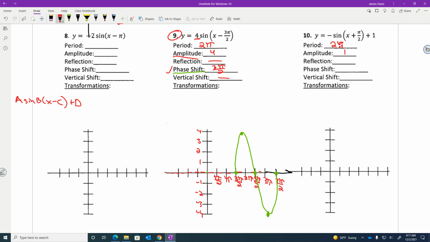So the amplitude is 1. You could write -1 if you want to, but technically amplitude is always a positive number. So there is a reflection, and I'll write over the x-axis. They're all going to be over the x-axis. If you just write yes or something, that's fine. Phase shift, there is a phase shift, right? This here. And since it's a plus pi over 2, I'm actually going to write minus pi over 2. And write the opposite. And there is a vertical shift as well.